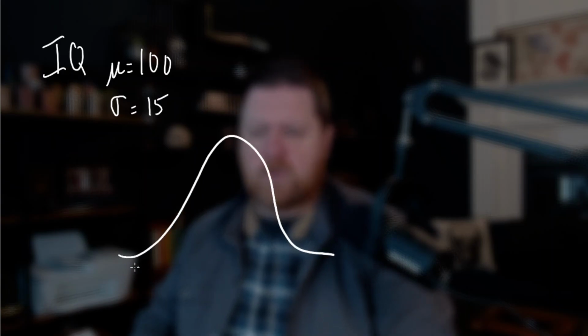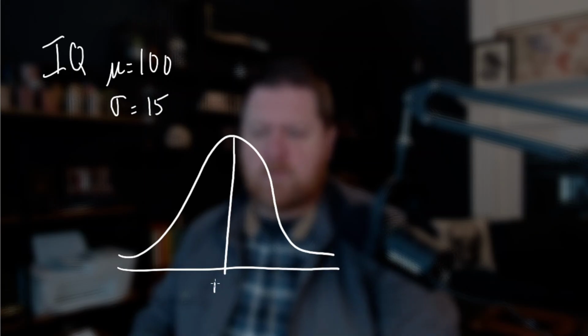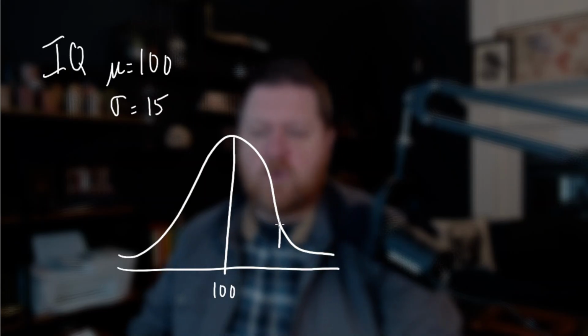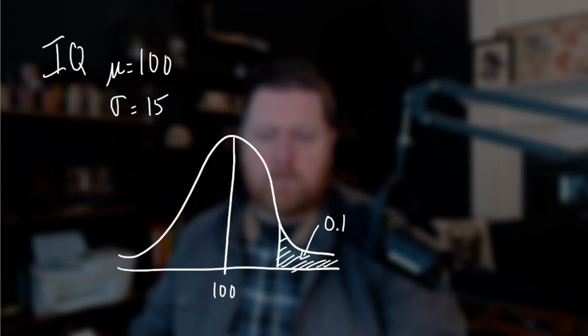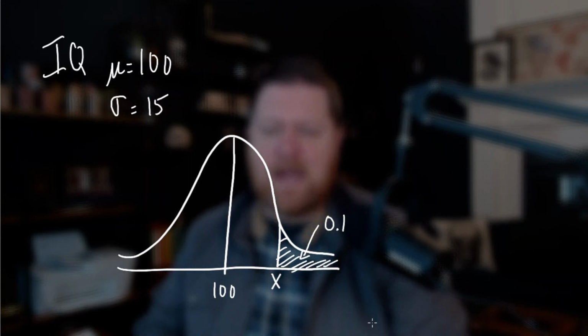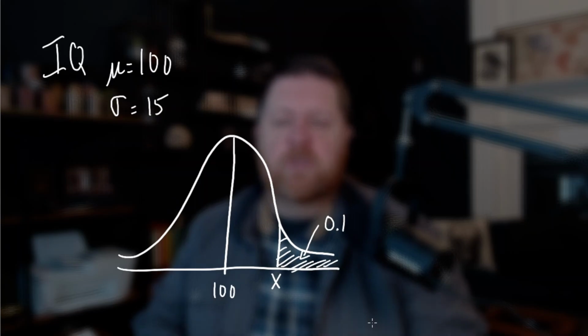So again, we can draw this out. All right, here's our normal distribution, and it has a mean of 100. And we want to know, what score do you have to have to be in the top 10%? So this area right here is 0.1. We want to know, what is X? What is that cutoff score that you have to have to be in the top 10%?